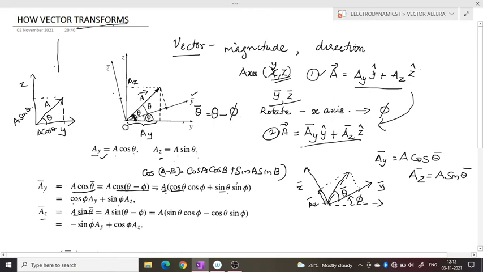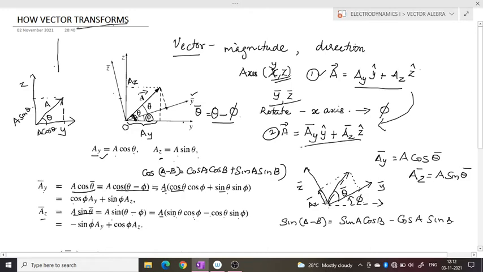Similarly, what is Az dash? Az dash is nothing but A sin theta dash. So substitute theta dash by theta minus phi. So A sin(theta minus phi) is equal to A sin theta cos phi... So what is sin(A minus B)? It is equal to sin A cos B minus cos A sin B. So substitute here: sin(A minus B) equals sin theta cos phi minus cos theta sin phi.